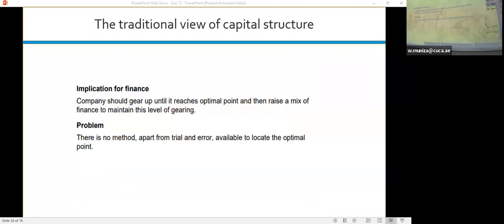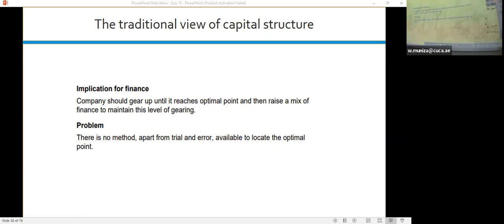Okay, so what is the implication for finance then? The company should gear up until it reaches the optimal point and then raise a mix of finance to maintain this level of gearing. So before reaching the optimal point, they can have more and more debt financing. But after reaching a certain point, they should use a mix of financing, debt plus equity.